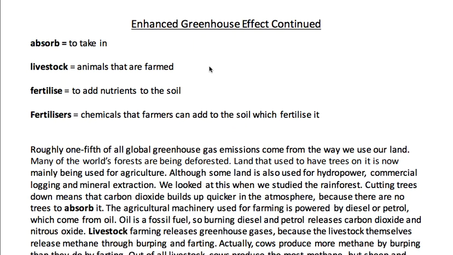Livestock are animals that are farmed, so sheep, cows. Fertilise. If you fertilise something, you add nutrients to the soil. Before we've talked about a soil being fertile. A fertile soil is soil that is good for growing. So you fertilise a soil to make it fertile. And fertilisers are chemicals that farmers can add to the soil which fertilise it. So fertilisers are chemicals that farmers add to the soil to add nutrients into the soil.